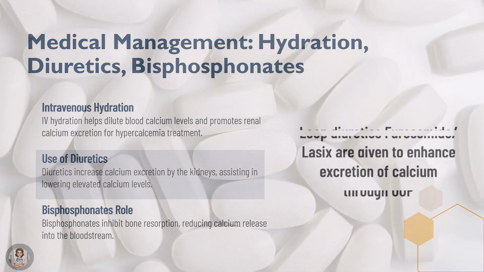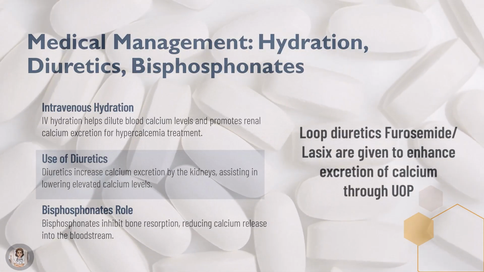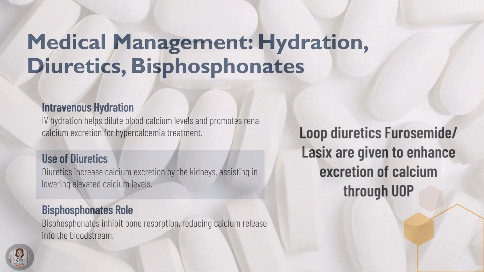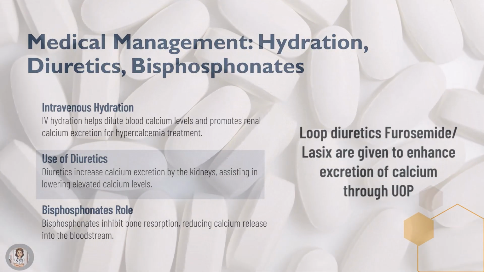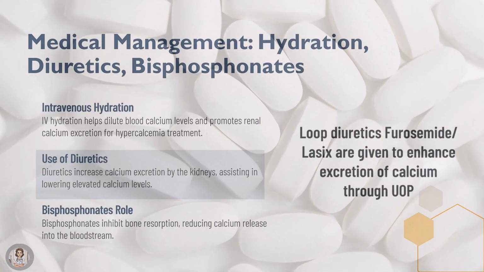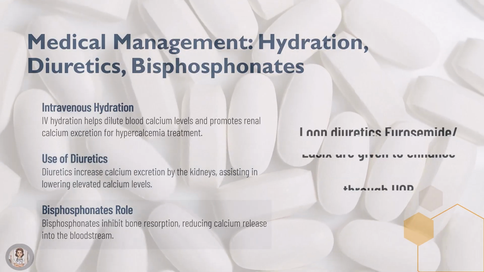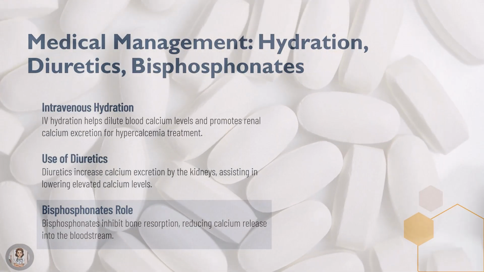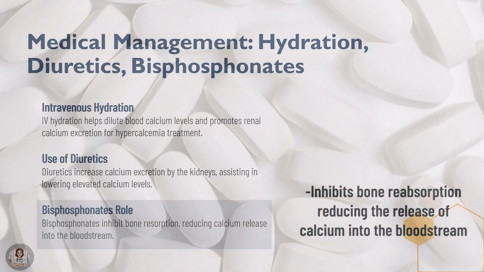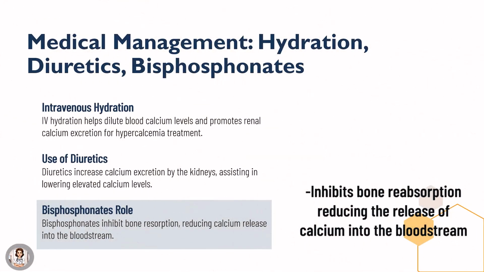Use of diuretics increases calcium excretion by the kidneys. Specifically, loop diuretics, for example, furosemide or Lasix, are used to lower calcium levels as this medication enhances the secretion of calcium in urinary output. Calcium chelators, also known as calcium binders, help lower serum calcium levels, and bisphosphonates inhibit bone resorption, reducing the release of calcium into the bloodstream, essentially inhibiting calcium resorption from the bone.